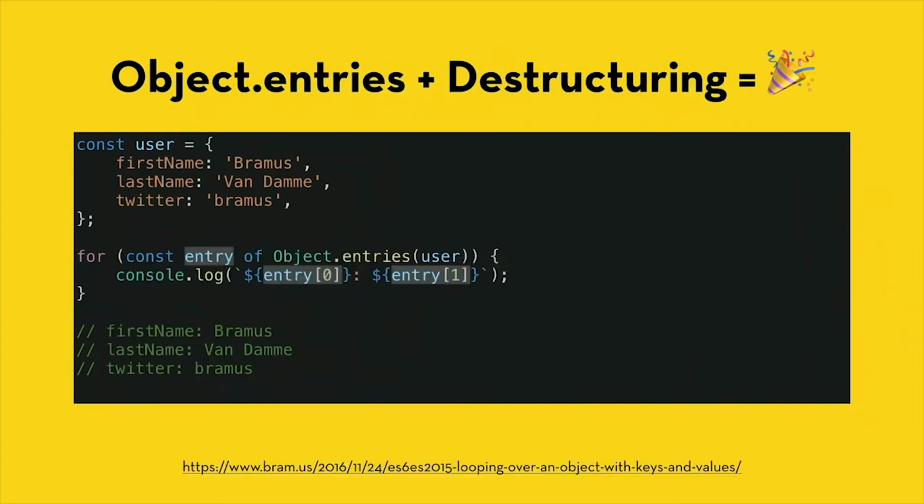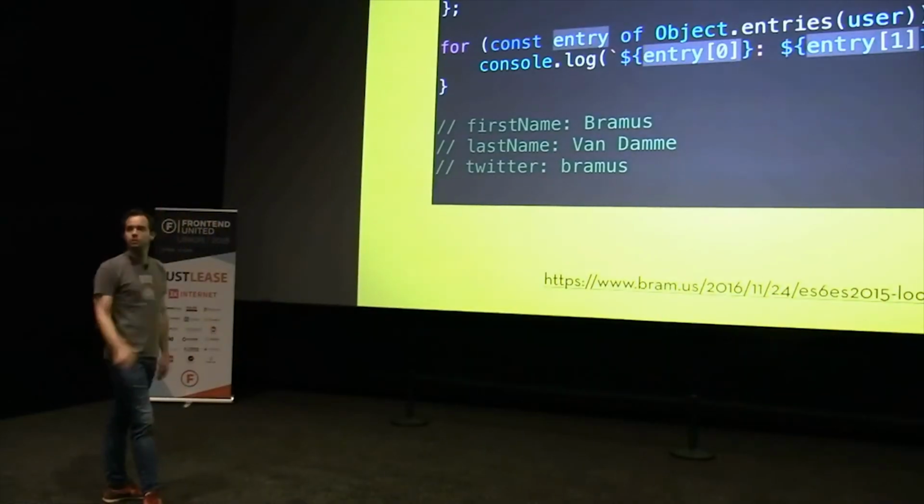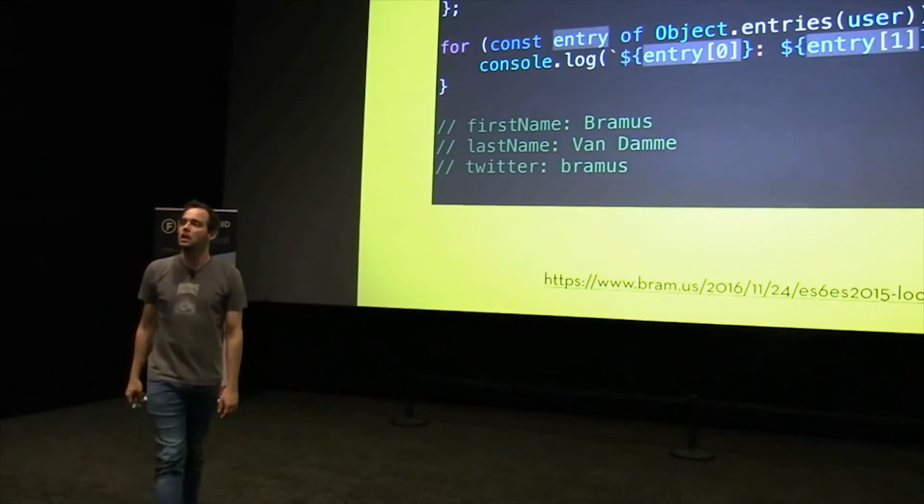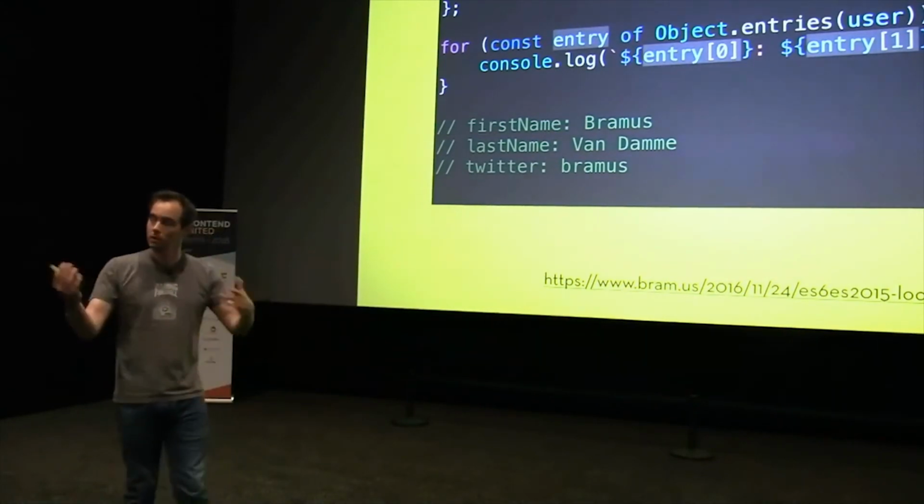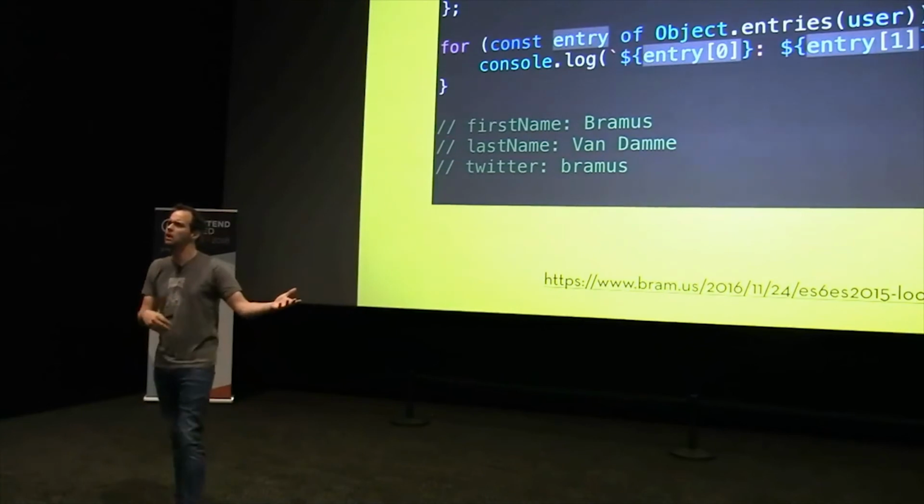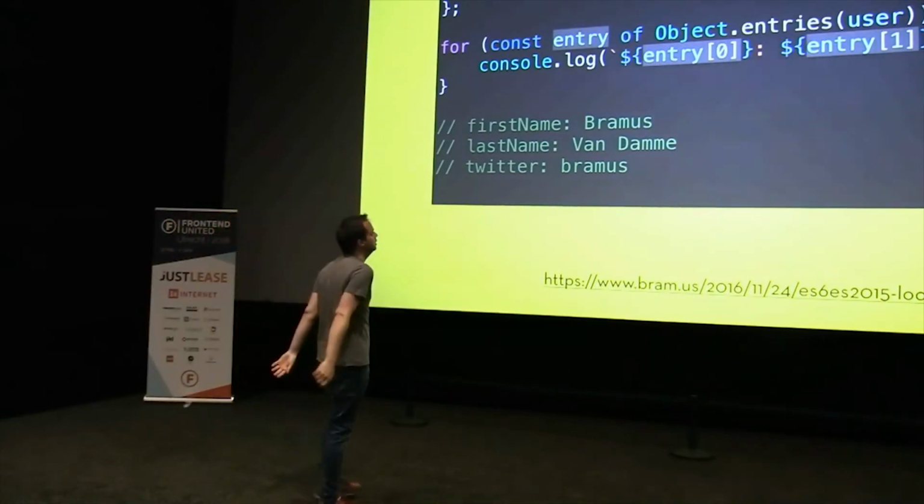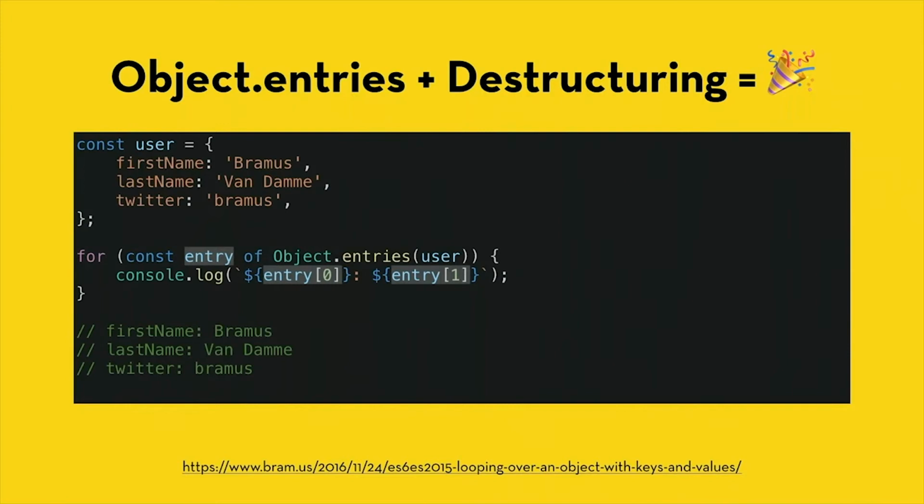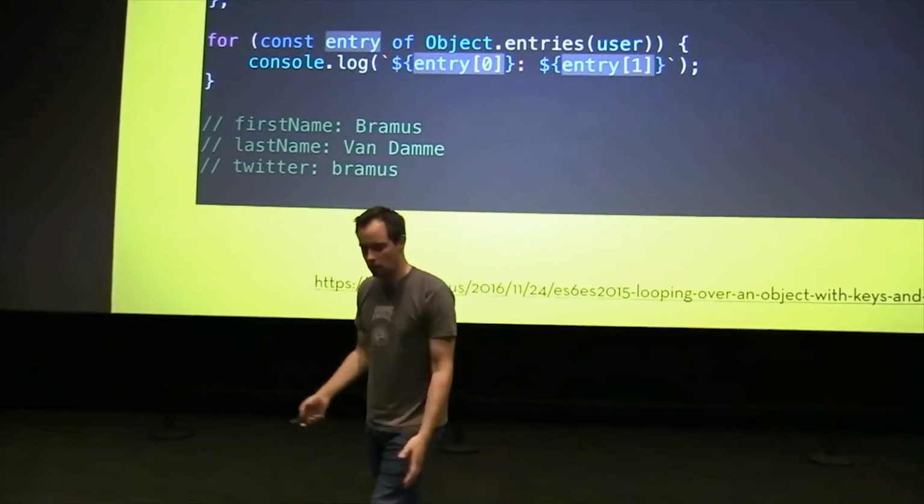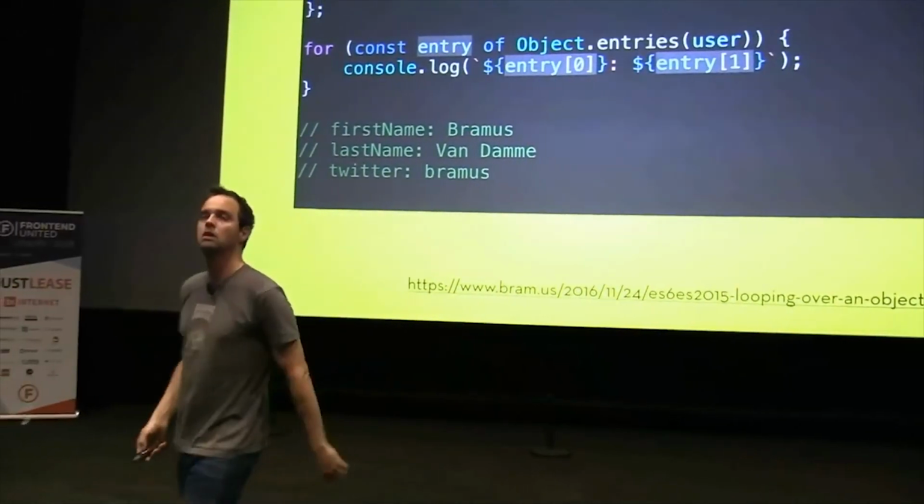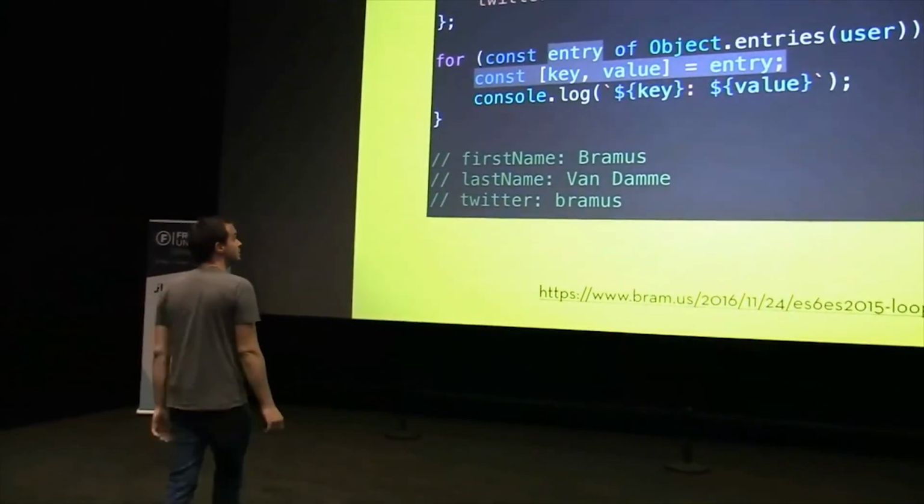I use this one a lot because I want to loop over an object from time to time and get the keys and the values. I come from a PHP background where I used to do that a lot, and then in JavaScript that wasn't really possible. So now you can just get the entry from Object.entries of the user, key, and the value. But now if you combine it with destructuring, you can go really far. I don't want to know user index 0, user index 1. I want to know that it's a key and it's a value. So you can do this kind of stuff.